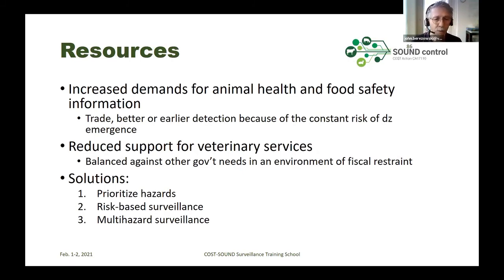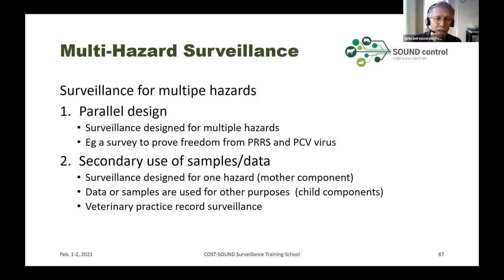So solutions are to prioritize hazards. Only pick those hazards that are important. Use risk-based surveillance to get more information for the same amount of resources, and consider multi-hazard surveillance. Multi-hazard surveillance is when we do surveillance for many or multiple hazards at the same time. So it can be a parallel design where we do surveillance for multiple things. The example here is a survey to prove freedom from PRRS and porcine circovirus at the same time. And also we can use secondary use of samples.